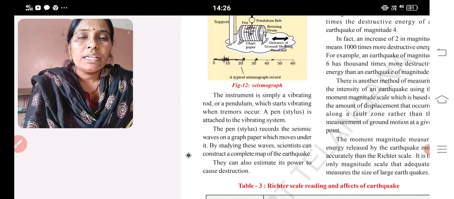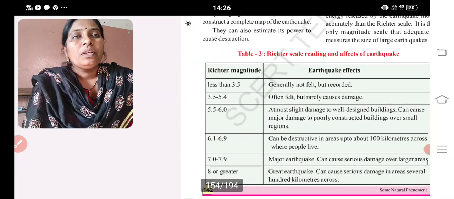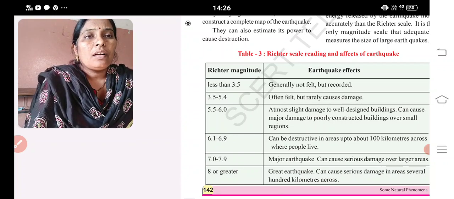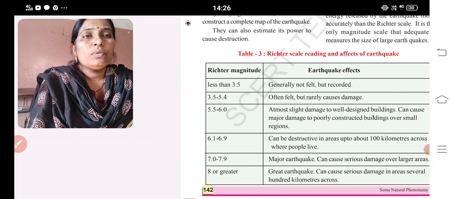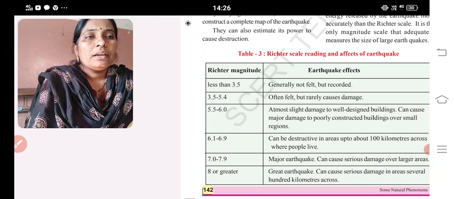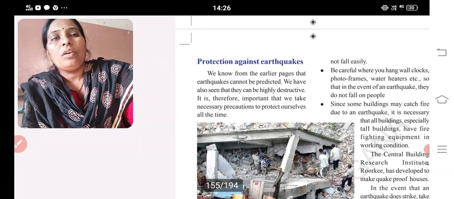So what is an earthquake? Sudden shaking, trembling of the earth is said to be an earthquake. Now, less than 3.5: generally not felt but recorded. Often felt but rarely causes damage. At most slight damage to well designed buildings, but can be destructive in areas up to 100 kilometers. A major earthquake can cause serious damage over large areas. A great earthquake can cause serious damage in areas several hundred kilometers across.